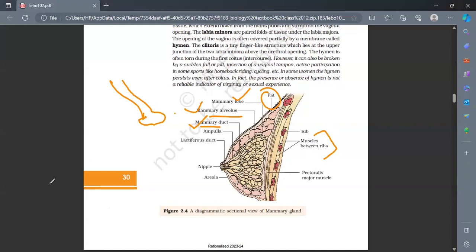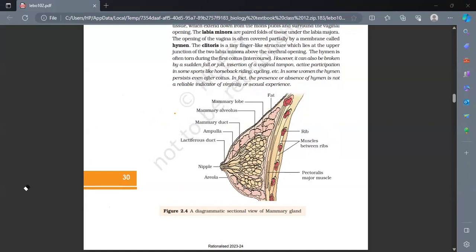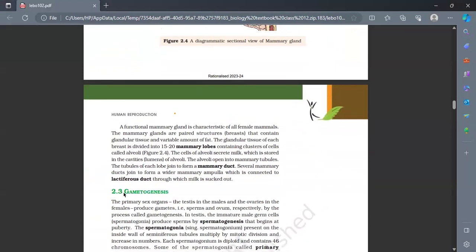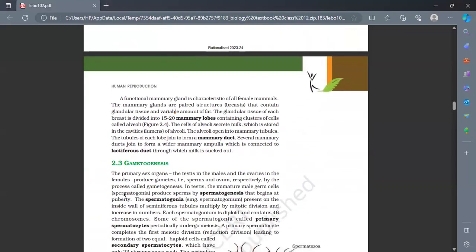So again, I've said that this diagram has never come in examination, but you should know about it, and you should know the labeling part of this diagram. That's what they have talked about. They have said that all the female mammals have mammary glands. Okay, and it has the mammary lobes inside it. Within the mammary lobes, you have mammary ducts, and these ducts have alveoli-like structures, cavities. Okay, and the cells of the cavities produce or secrete milk.